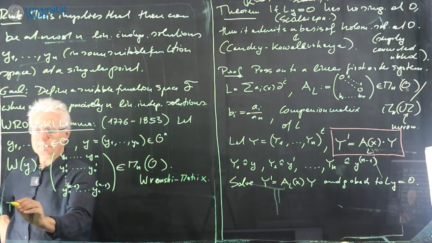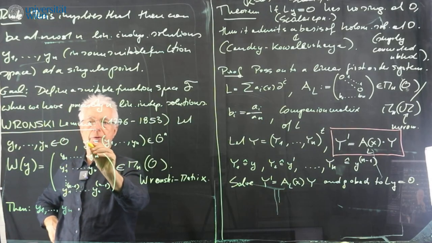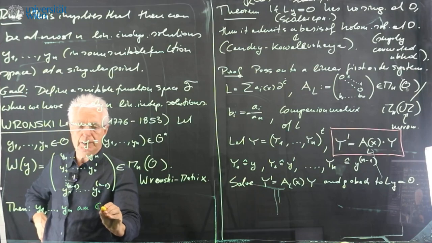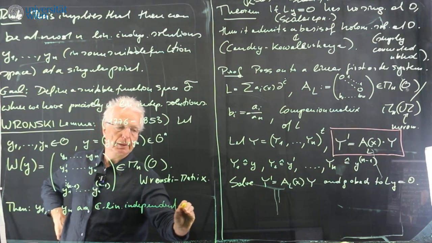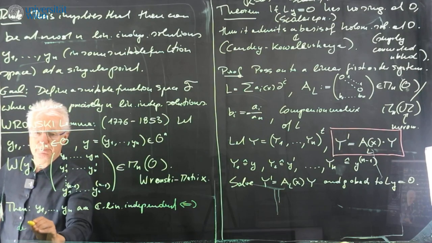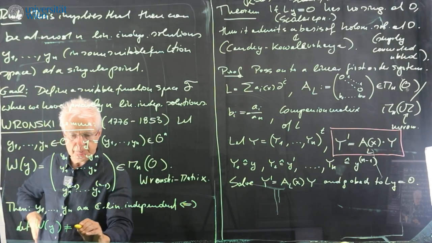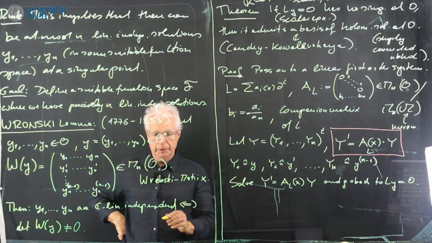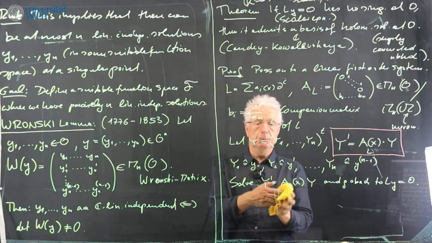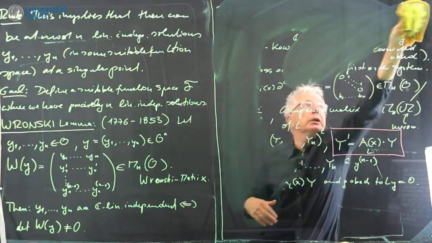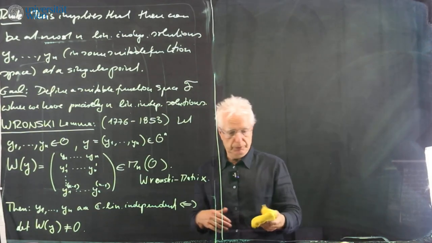And then y1 up to yn are C-linearly independent if and only if the determinant of W(y) is non-zero. Okay, so it is invertible locally at zero. I'm not sure, maybe we still prove it. If you still have a little bit of energy, it's not very long, it's tricky, but we can do it, and then we will stop for today.